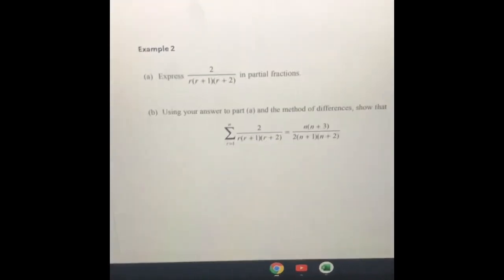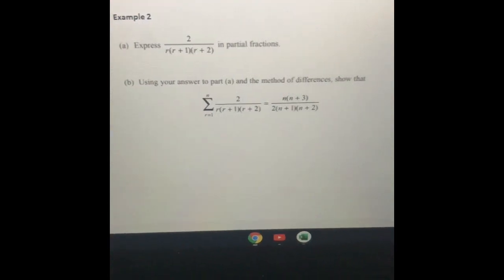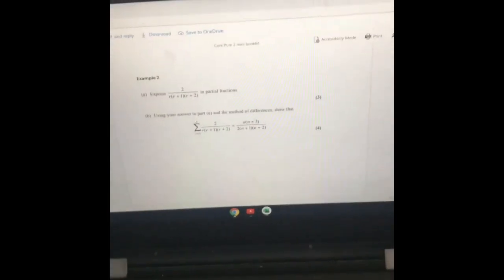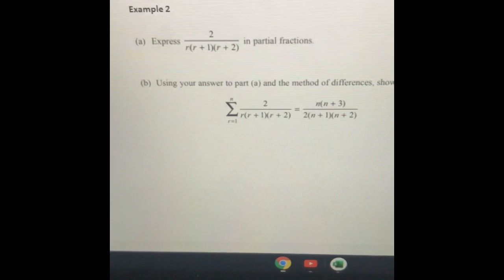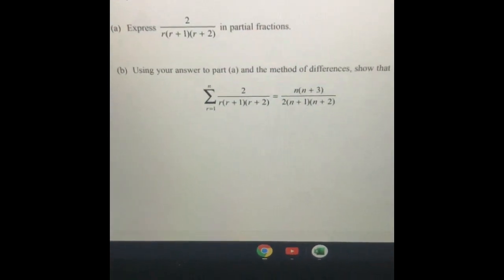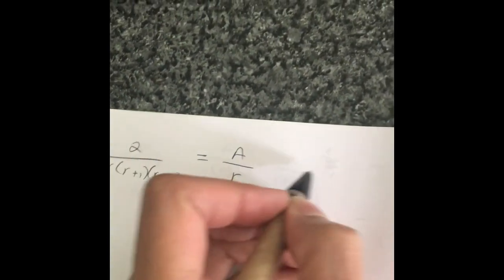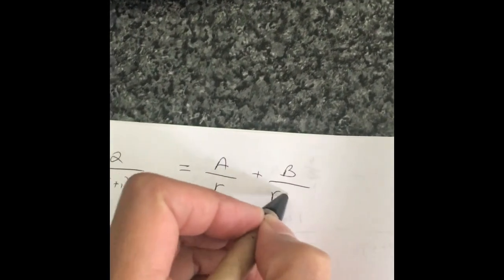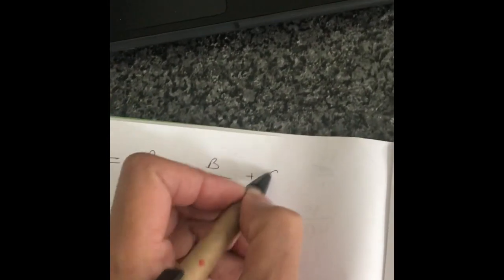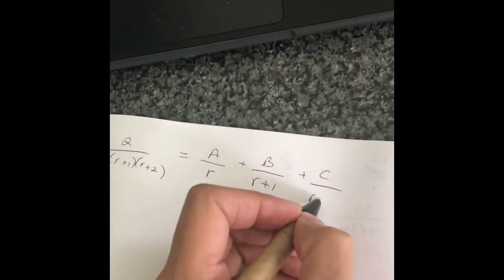The second example is a tad harder, but not much more. So this one here, express that in partial fraction form. I'm going to have to do this because I've not actually done this one, so I'm just going to copy it out. I have got 2 over r(r plus 1)(r plus 2). Now you've got 3 linear factors at the bottom, which means I would split that up into 3 fractions: A over r plus B over r plus 1 plus C over r plus 2.